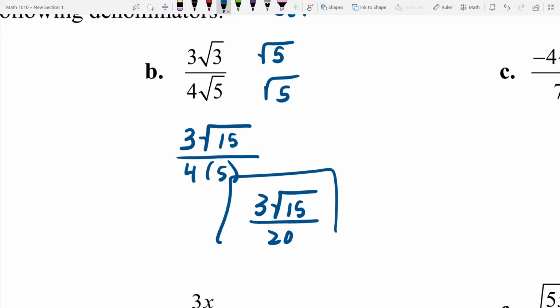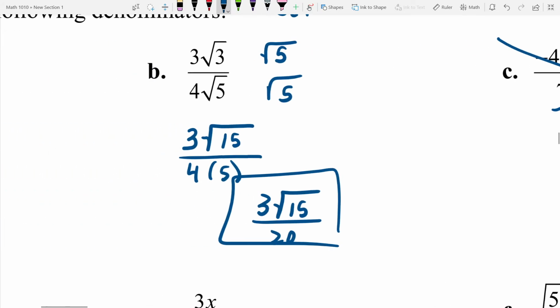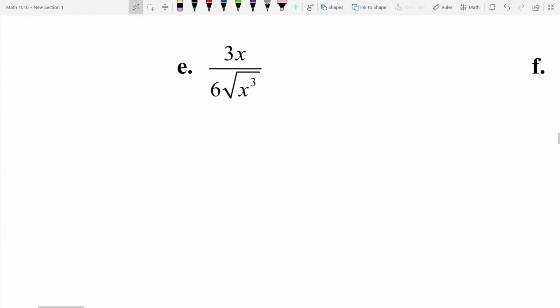Can I reduce the 15 and the 20? Yes or no? No. Why not? One's in, one's out. Everybody in the room say that. One's in, one's out. Okay, look at the next one. C we're not doing, right? Is that the one we got rid of? Okay, let's go to D.